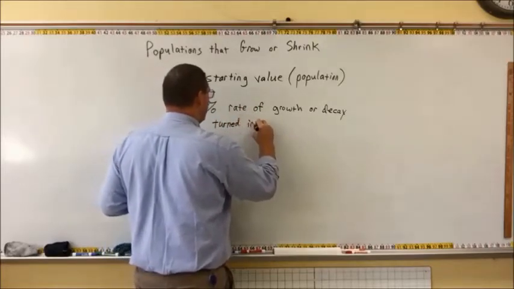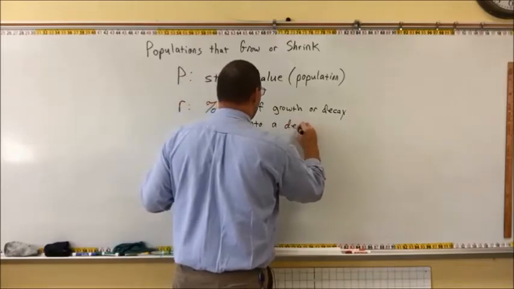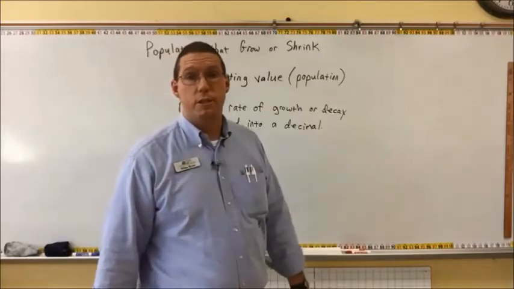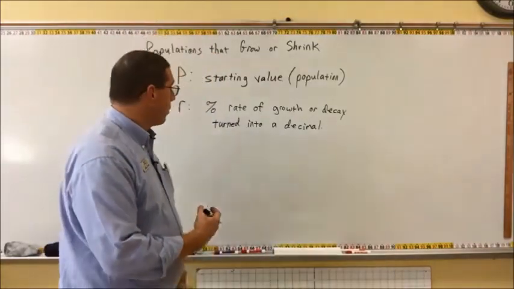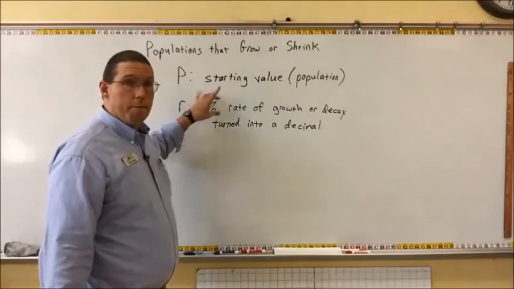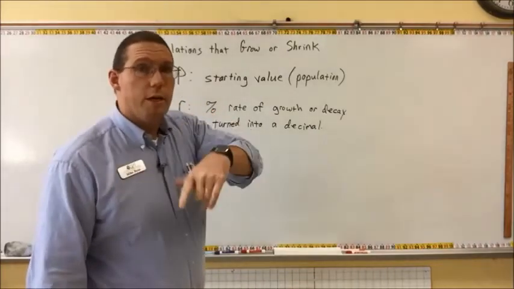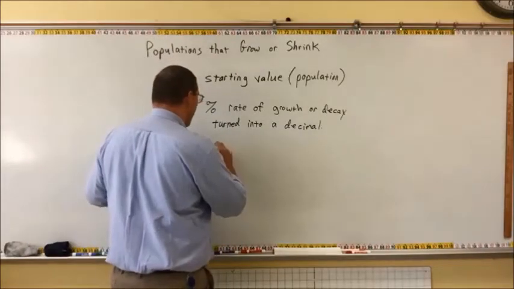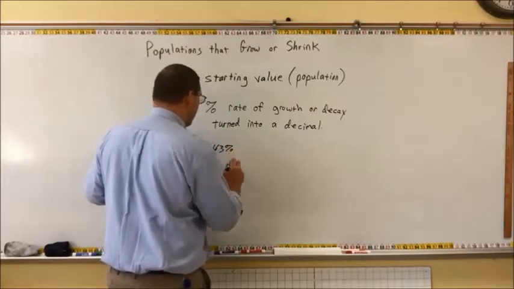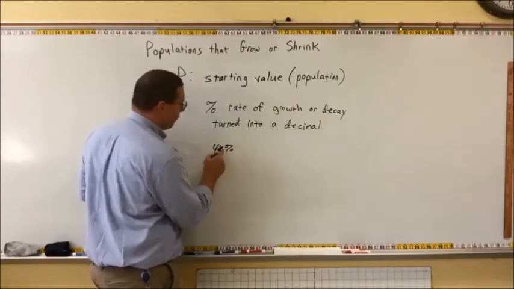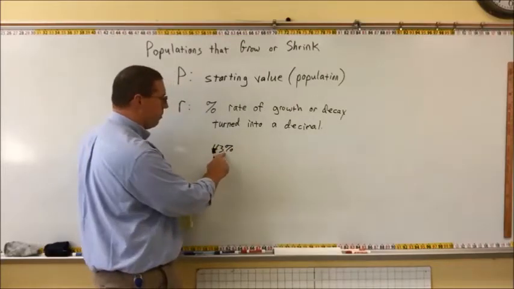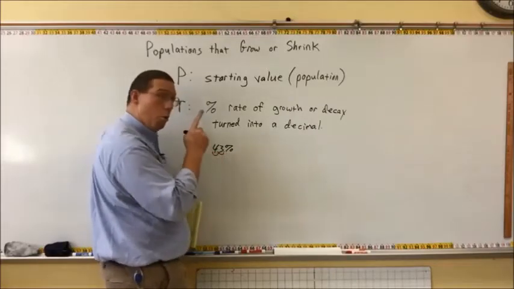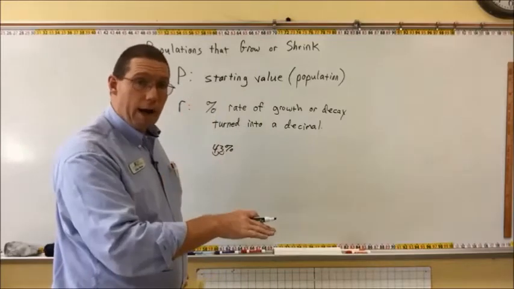Turned into a decimal. Now, here we go. You have to be good at turning percentages into decimals, because in this formula, I'll tell you the percentage rate of growth, but then you have to turn that percentage into a decimal and put it in the formula. So, as a reminder, let's say that you have 43%. That's 43 decimal percent. The decimal point is over here, right? And what you have to do is you have to move that decimal point over 2 places, or you have to divide by 100.